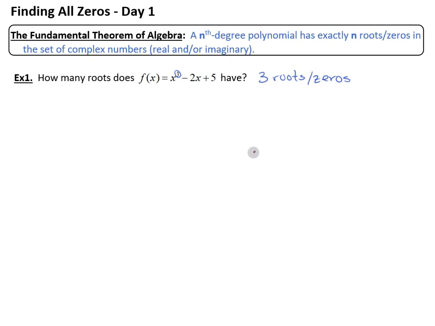So a fifth degree would have 5. A quadratic, remember, we always got 2 solutions for a quadratic, sometimes a repeated solution, but quadratics have 2 solutions. Linear functions always have 1 solution, etc. So that's important to understand.